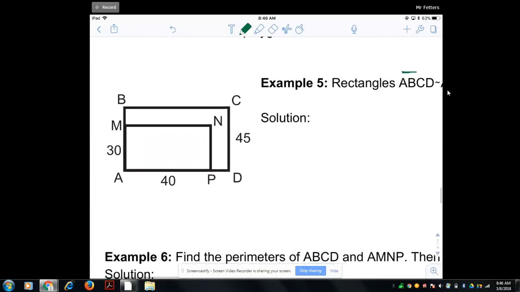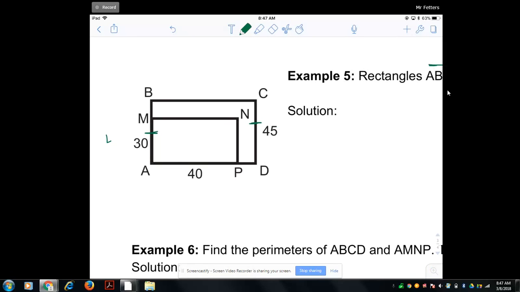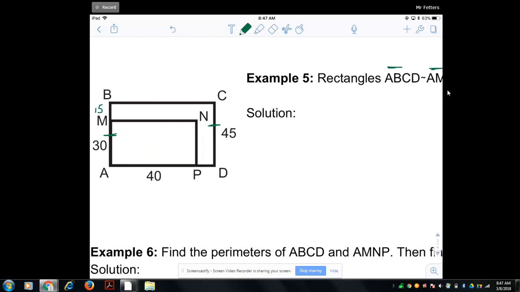But here's the other thing. Since this is a rectangle, I know that side AB is the same as side CD. So AB is going to be 45. And just as a little side note, I know that BM here is going to be 15 because 30 plus 15 is 45. So the opposite sides of a rectangle are congruent. So I can actually say the small rectangle over the big rectangle, the proportion is 30 to 45.